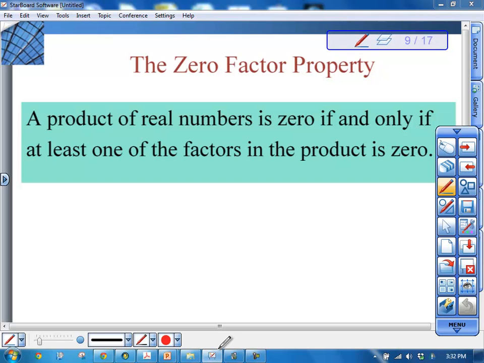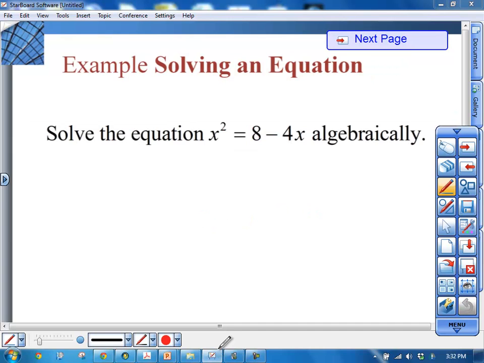First, the zero product property then. The book gives this. It's just a product of real numbers is 0 if and only if at least one of the factors in the product is 0. So 3 times 0 only gives you 0 if one of the factors is 0. Okay, and that qualifies for linear terms as well, which we'll look at.